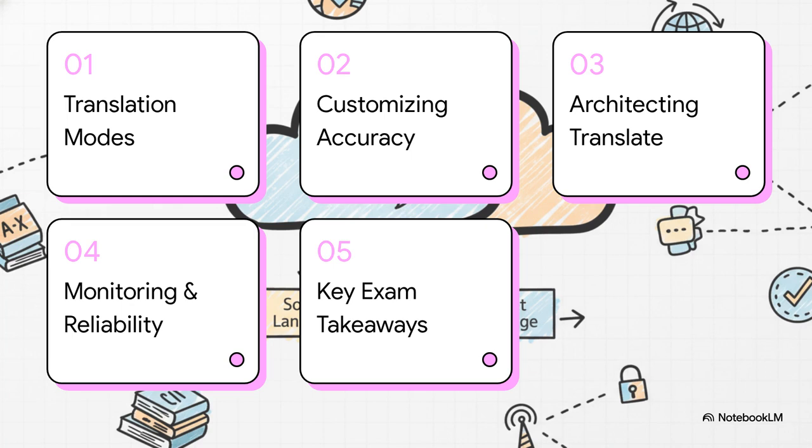So, here's our game plan for today. We're going to start with the basics, like choosing the right translation mode for your use case. Then we'll get into the fun stuff, customizing the translations to make them super accurate. After that, we'll look at some key architectural patterns for security and for cost, which is always important. We'll touch on monitoring, and then we'll wrap it all up with a cheat sheet of the most important takeaways for your exam. Sound good?